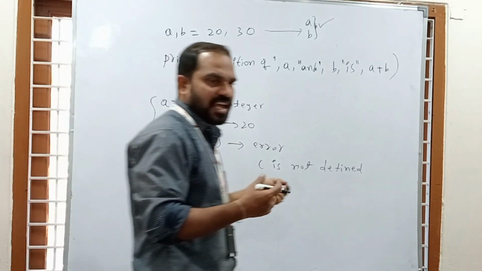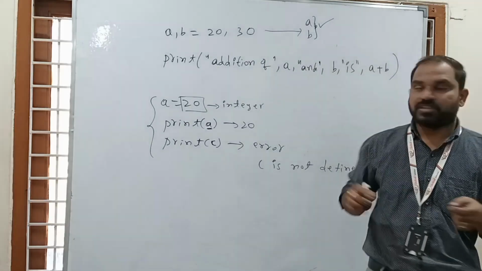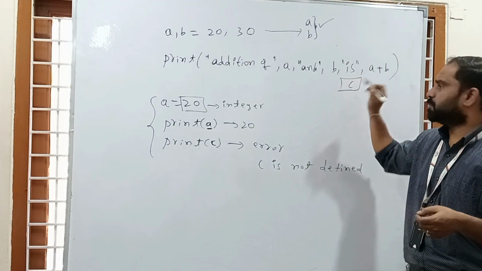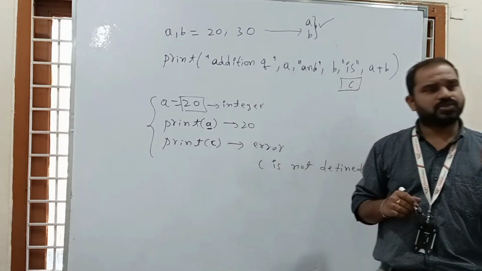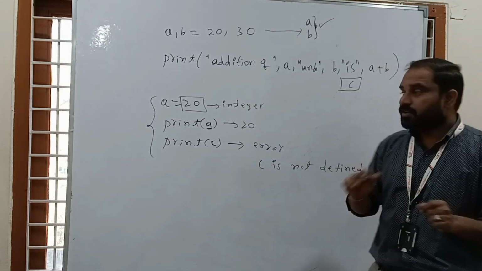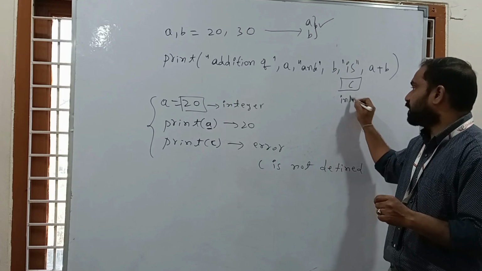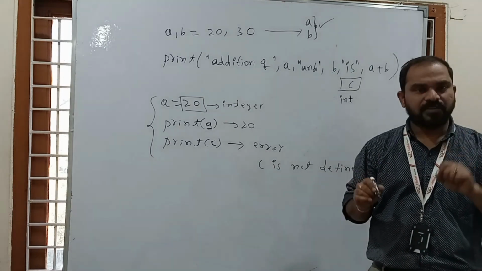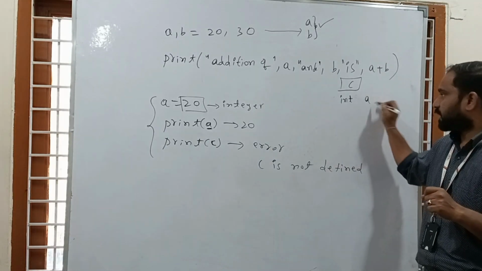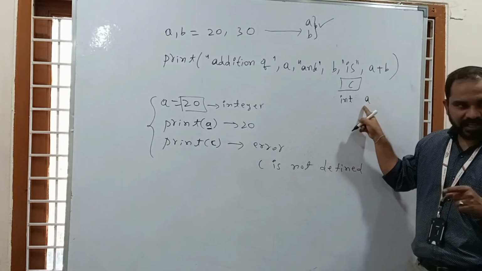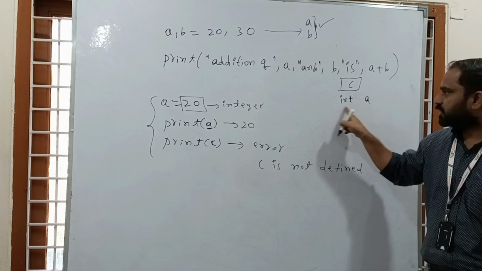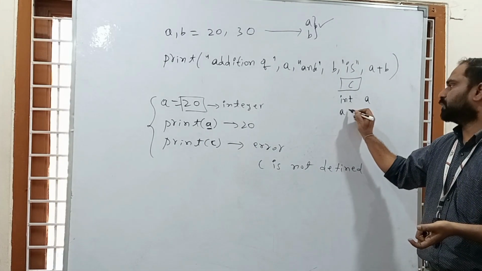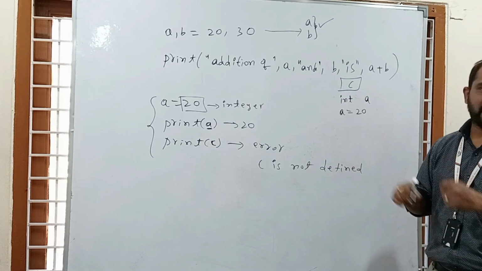If we consider the C language, we need to define it first. In C, if you want to store data in a variable, first of all you need to declare the data type which you are going to store in the variable. Int a means that in variable a, I am going to store integer data. After that, you can store an integer number.